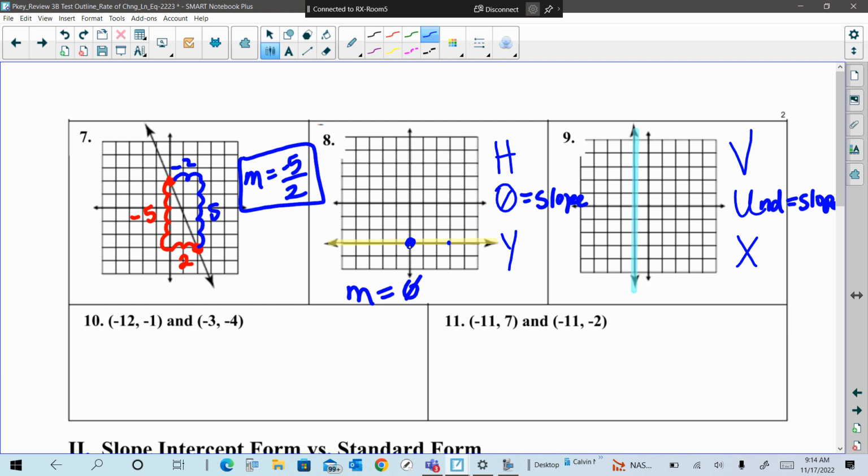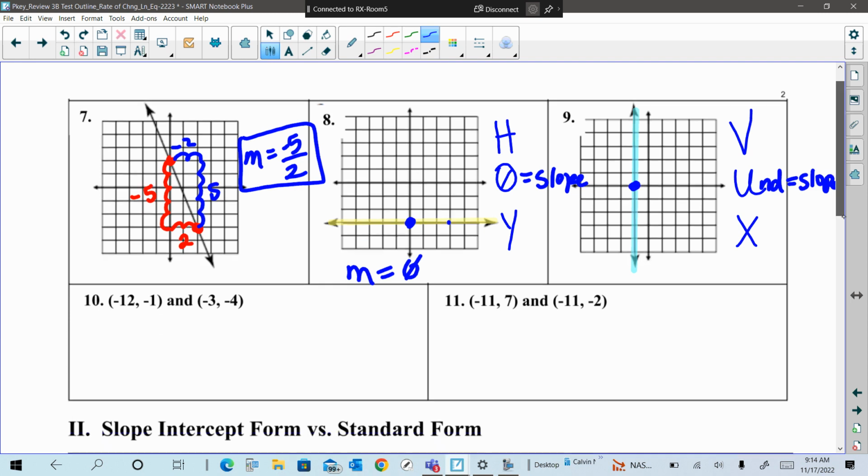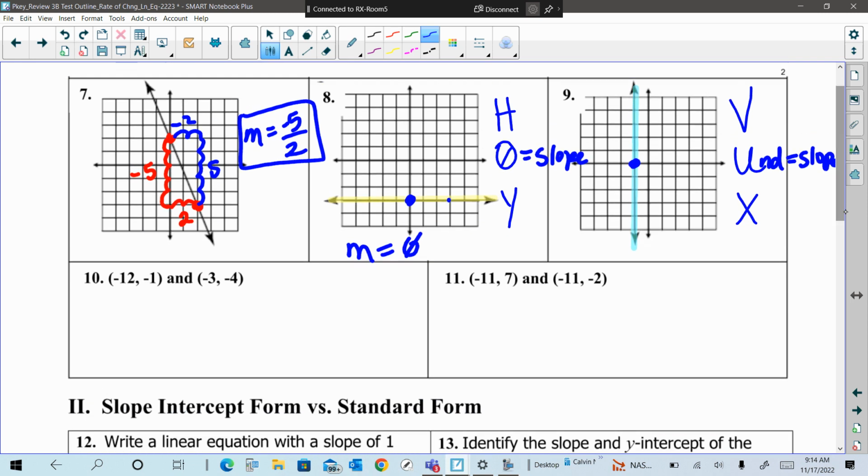If it's a vertical line, how would the equation be? It's x equals, because it touches the x-axis. Where does it touch the x-axis? At -1. So you have to be able to recognize the difference between them.